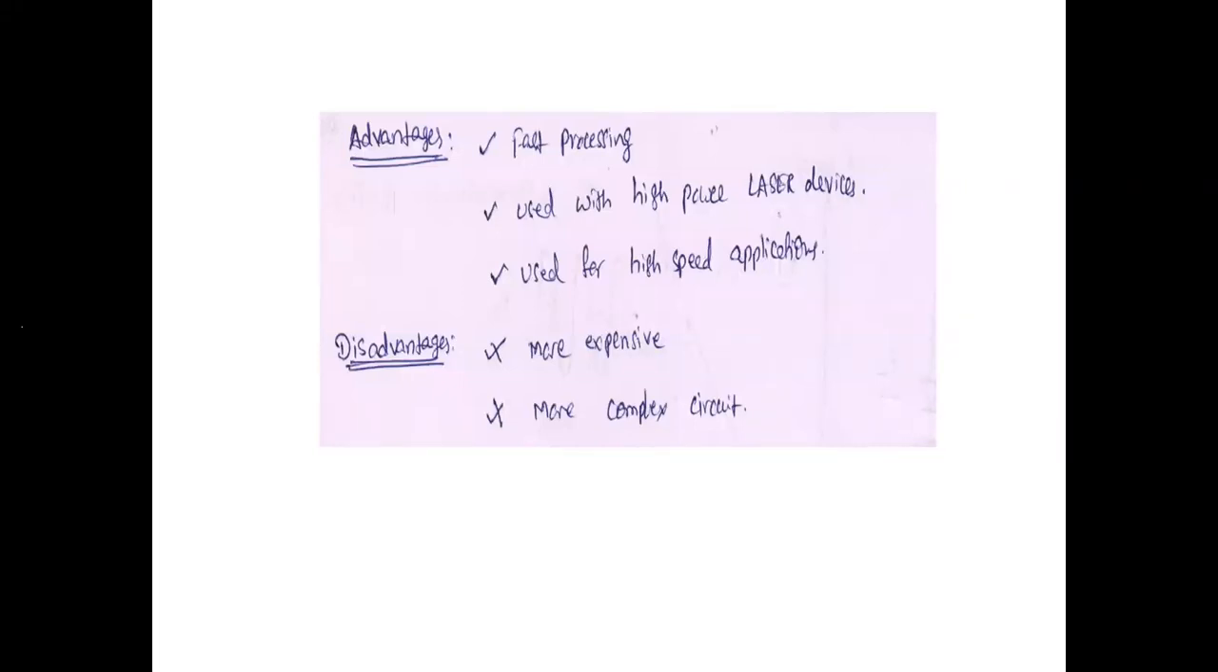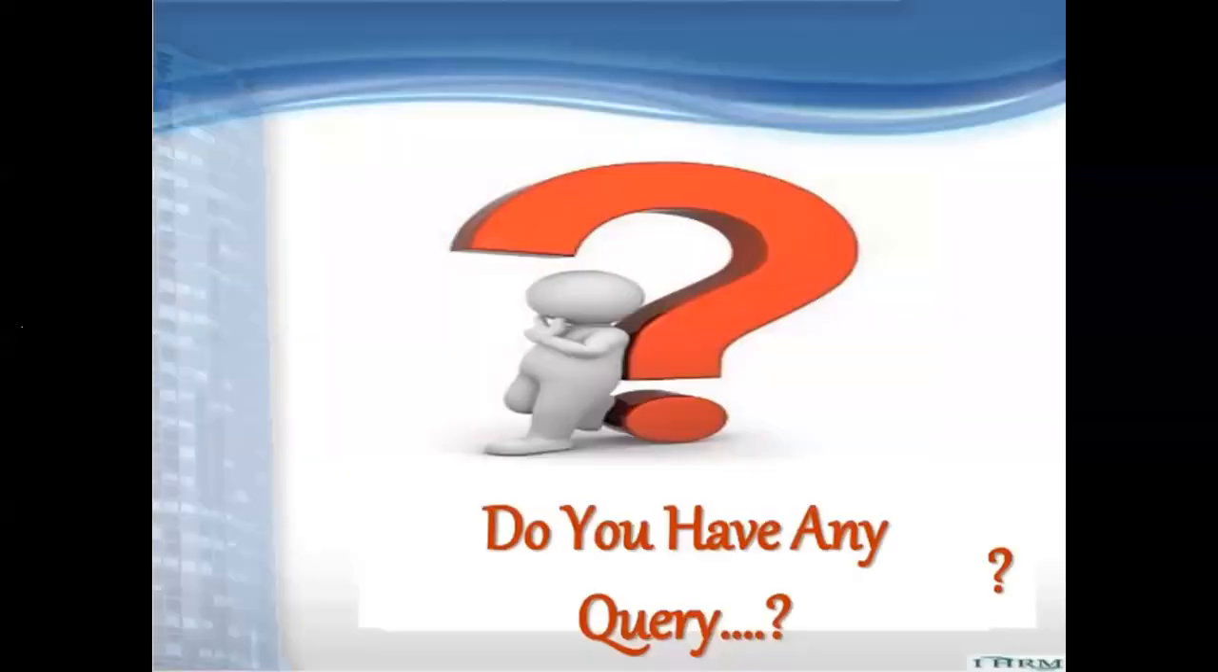Nothing but here the laser is continuously on. Then automatically, for more time it is on, which can damage the circuit. That's why there are two disadvantages of the indirect modulation technique. These are the two techniques used for modulation in optical communication systems.